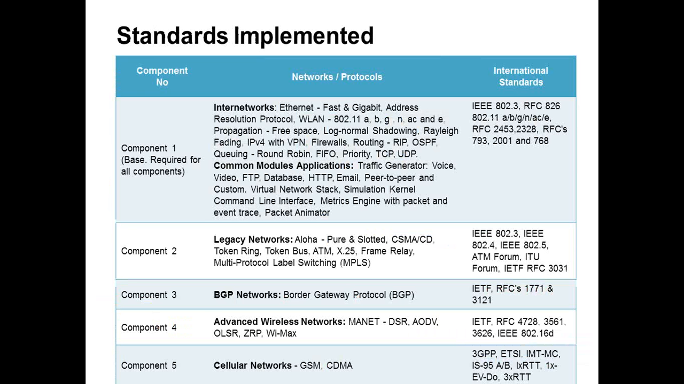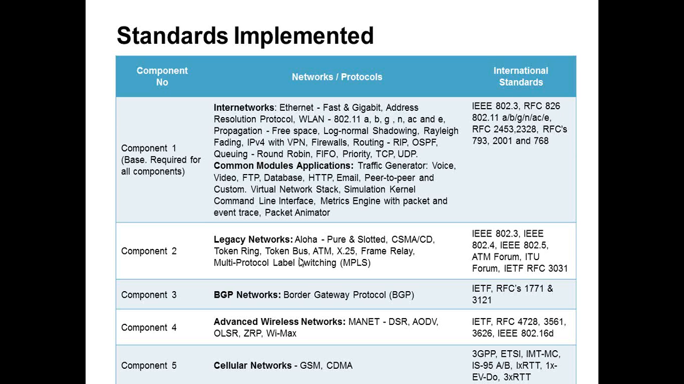So Netsim is divided into components or libraries. In the standard version, users can make a selective choice while using Netsim. This is the list of libraries, or the contents of each library, and the corresponding IEEE and IETF standards referred to during implementation. For illustration, let's say component 1. It consists of wireless protocols and wired protocols like WAN, LAN, wireless LAN. And the implemented international standards, as you can see, IEEE 802.11 a, b, g and ac.